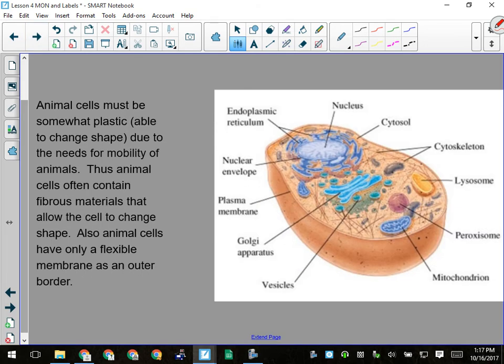Okay, so animal cells have to be somewhat plastic. That's able to change shape, not actually made out of plastic, due to the needs for mobility of animals. So, animal cells have to be flexible, and that's for mobility. All right, so they contain fibrous materials, the cytoskeleton is what we call it, that allow the cell to change shape. So maybe we'll just add that word in here, cytoskeleton.